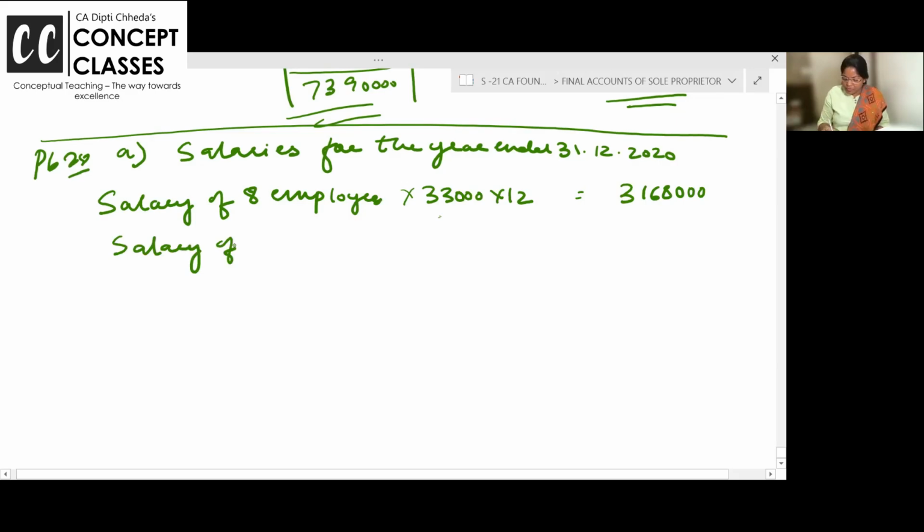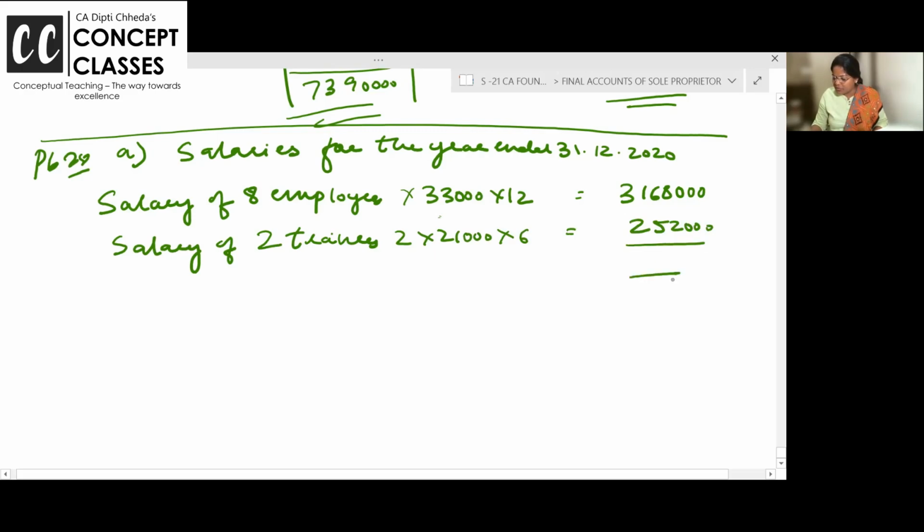Now, salary of 2 trainees: 2 into 21,000 into 6, July to December, is 2,52,000. Total, which will go to the P&L account, whether you pay or not: 34,20,000 salary will go to the P&L account.